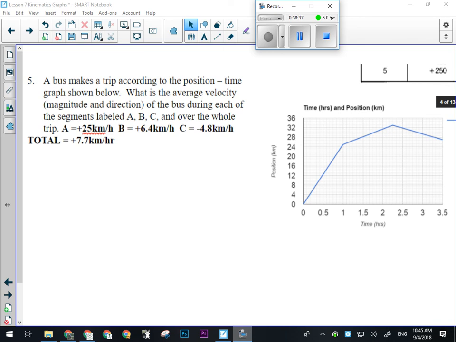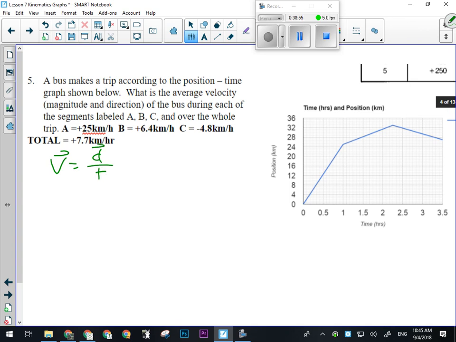Okay, that happens sometimes. All right, so we have to look at what's the average velocity during all of these parts as well as over the whole trip. It's the same formula regardless of what part or whether we're doing the whole trip. Average velocity is the total displacement divided by the total time.